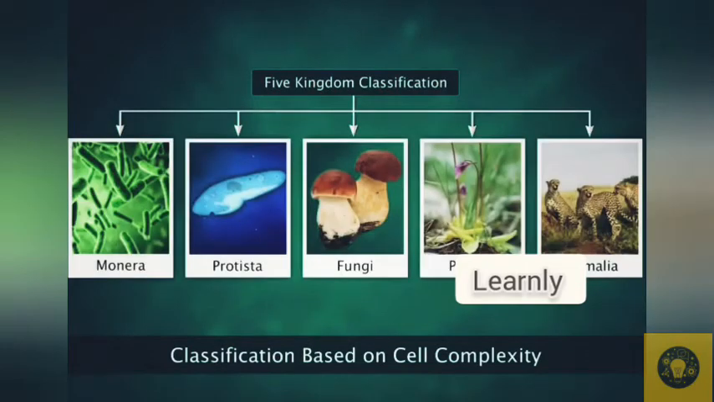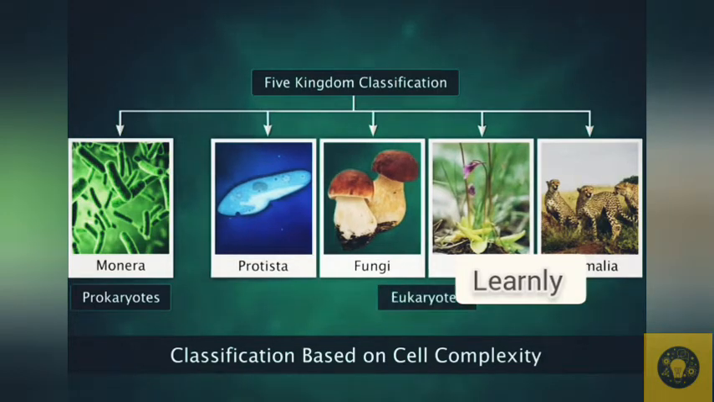In the five-kingdom classification, R. H. Whittaker placed all prokaryotes in the kingdom Monera, and all organisms placed in the kingdom Protista, Fungi, Plantae, and Animalia are eukaryotes.